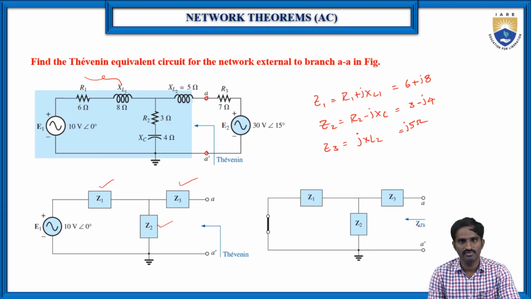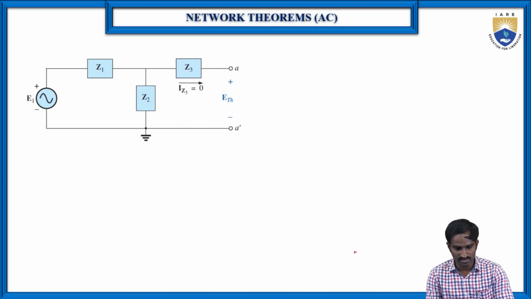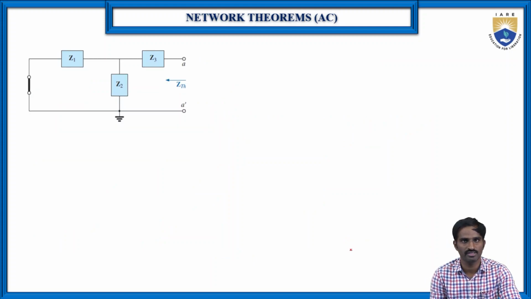To find the Thevenin's impedance, as we know, the active elements, either voltage source or current source, should be replaced. The voltage source should be replaced with a short circuit, and the current source with an open circuit. Here we have only one voltage source, E1. That E1 is replaced with a short circuit, and then by using this circuit we can find the Z Thevenin. So first let us find the Z Thevenin. How to find the Z Thevenin?